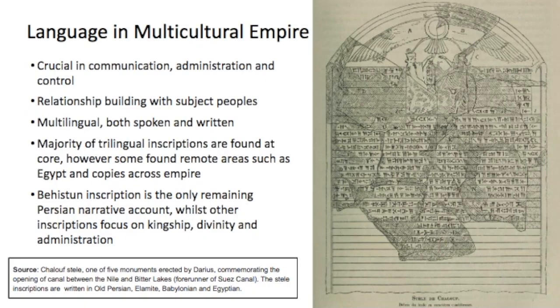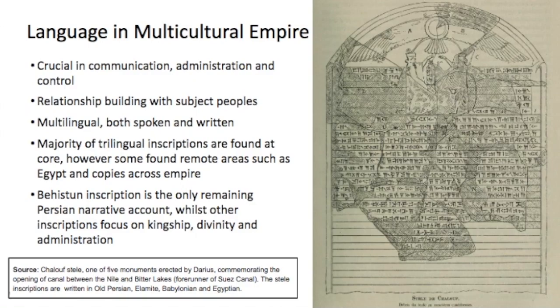Language in a multicultural empire is obviously crucial for communication, administration, and control. Without language, obviously, it's difficult to build relationships between different areas and different satrapies. And Persia is definitely a very multicultural and multilingual empire. The multilingual refers to obviously both spoken and written. We see different writing systems across the empire and different spoken languages. The majority of these official inscriptions are found in the core of the Persian Empire. I'm talking about Persis, Media, around the Persian capitals.